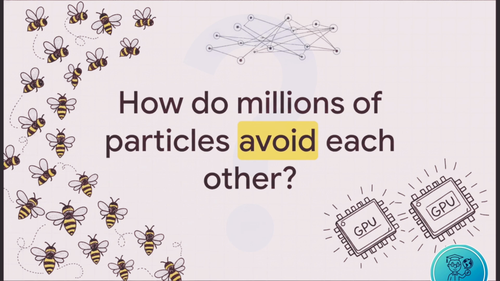Think about a swarm of bees. If every single bee needs to check its exact position against every other bee to avoid a crash, you hit a classic n-body problem. If you have just 10,000 particles, that is 100 million calculations per frame. How on earth does the GPU handle that massive workload in just a few milliseconds?